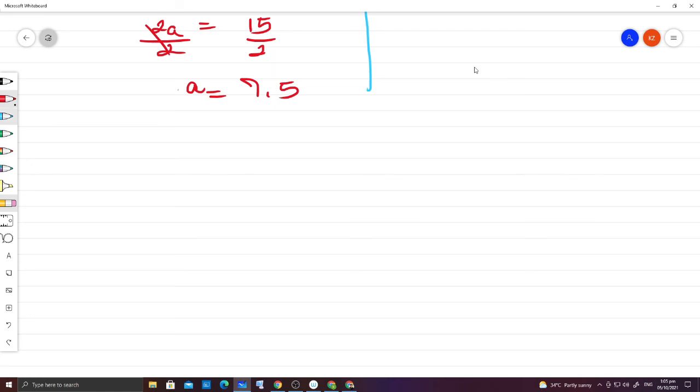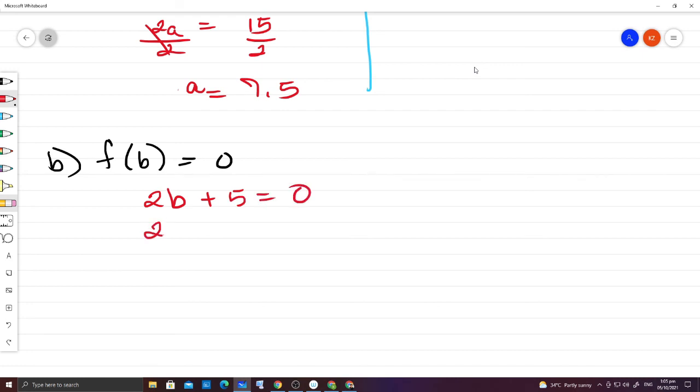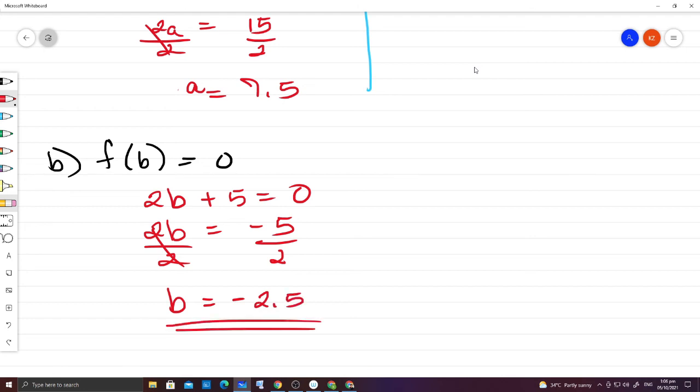I still have 10 minutes. Letter B: f of b is equal to 0. So we have 2b plus 5 is equal to 0. So 2b is equal to negative 5, over 2. So b is equal to negative 2.5. And you have a calculator there if you want to check. Okay, screenshot.